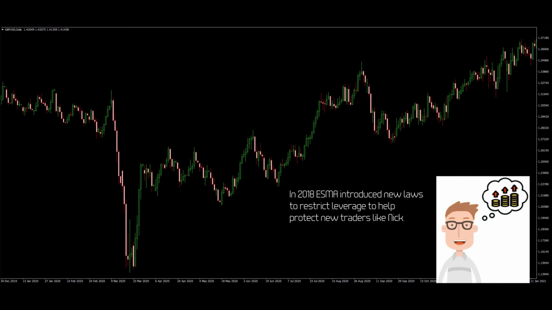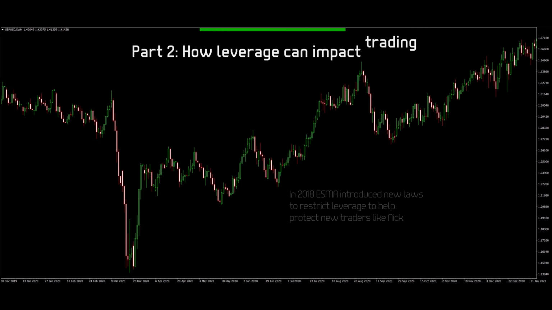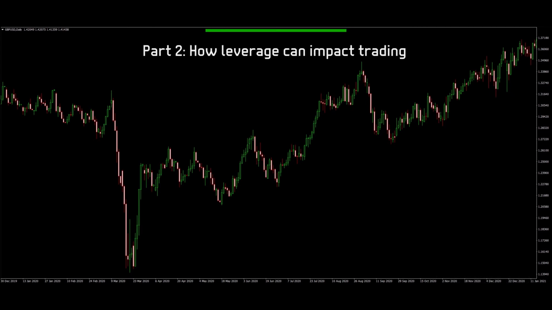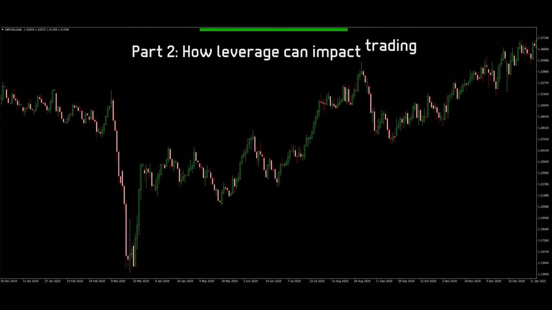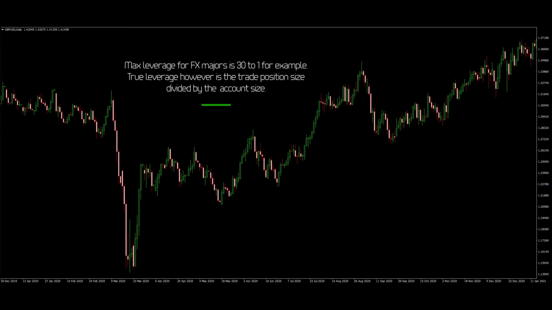Now that you have a better understanding of leverage and margin, it's important to take a look at some examples of how it can impact your trading. First, we need to understand what the term true leverage is. Your max leverage is represented as 30 to 1 for Forex majors, for example. However, your true leverage is your trade position divided by the amount of money in your trading account.